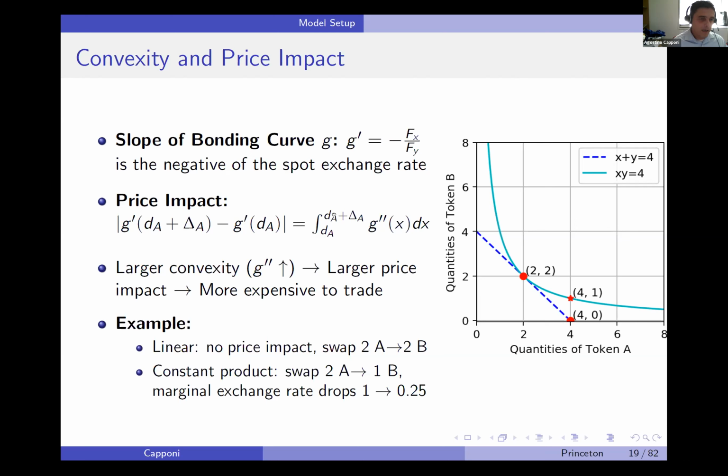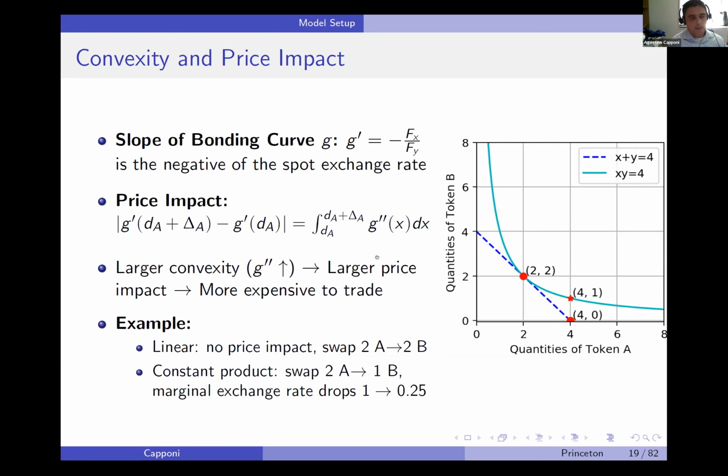And if you apply, of course, the first fundamental theorem of calculus, that means that if you want to get an explicit expression for this price impact, it is the integral of the second derivative of the pricing function, evaluated at x, where x ranges between the current amount of deposit and the new amount of deposit after the trade.